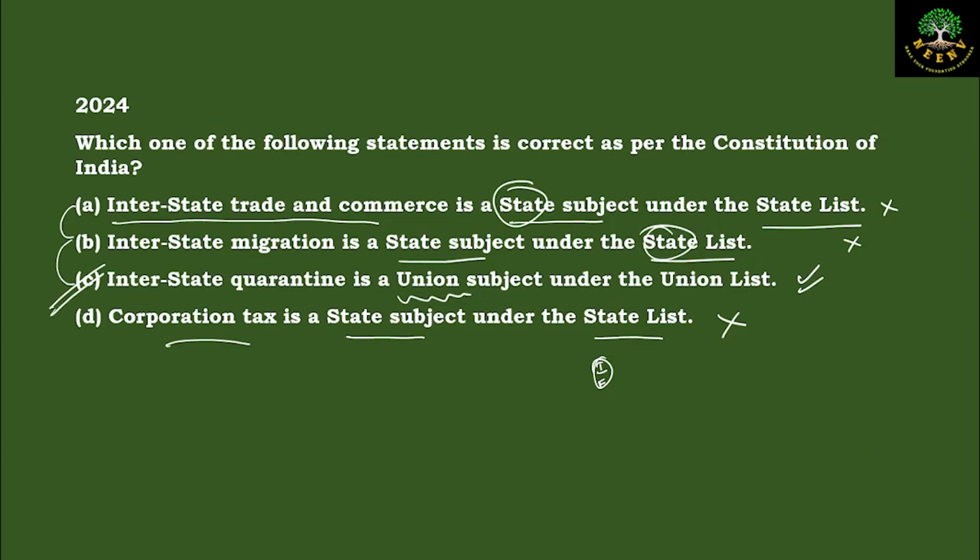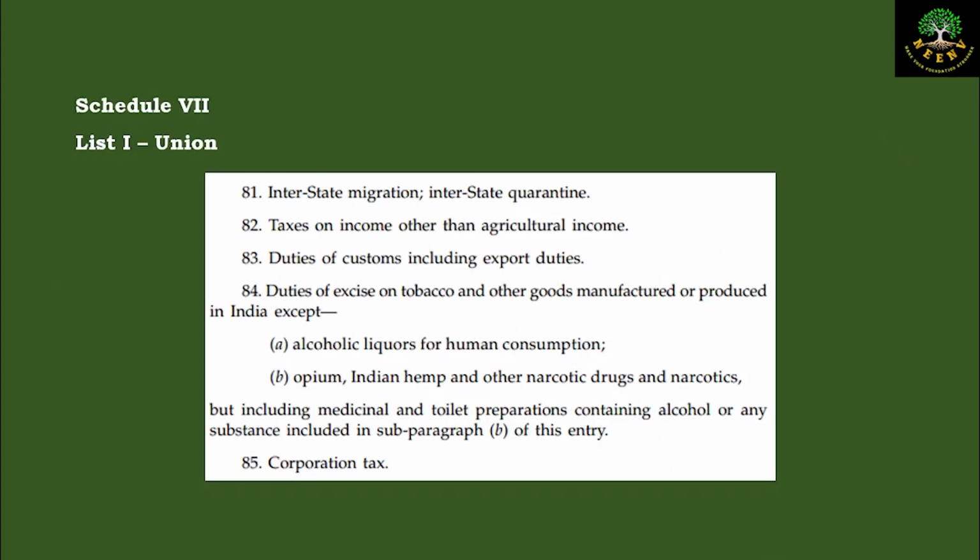So this is how you could think in the exam hall and try to reach the answer even if you have only a slight idea about the exact provisions. Now let us look at the exact provisions. If you look at list number 1, by the way, list number 1 is the union list, list number 2 is the state list, and list number 3 is the concurrent list.